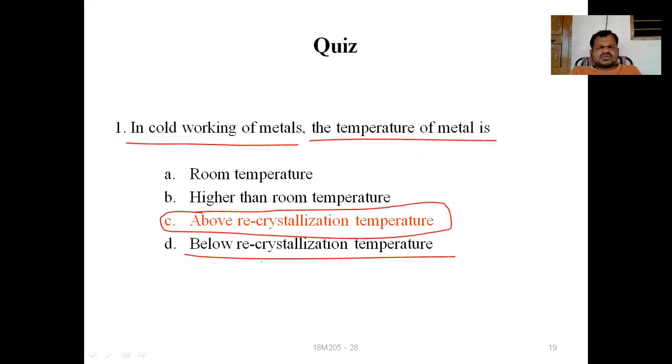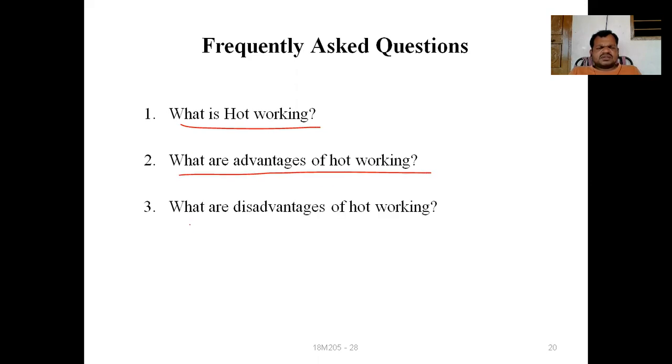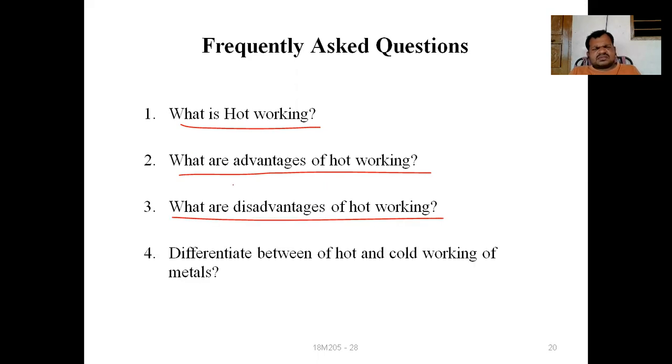Frequently asked questions: What is hot working? What are the advantages of hot working? What are the disadvantages of hot working? Difference between hot working and cold working of metals.